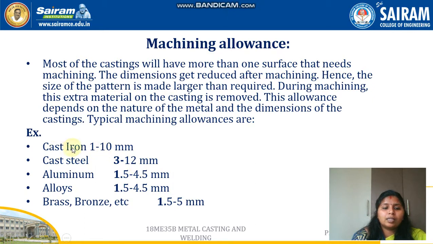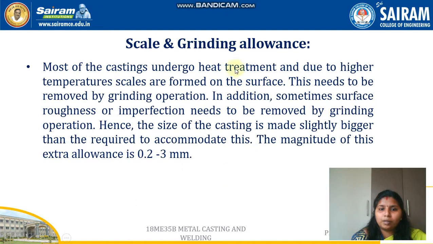For cast iron, it can be from 1 to 10 mm. Cast steel, it can be from 3 to 12 mm. Aluminium, it can be 1.5 to 4.5 mm. Alloys, it can be 1.5 to 4.5 mm. And brass and bronze, it can be 1.5 to 5 mm. So these are some of the machining allowances.